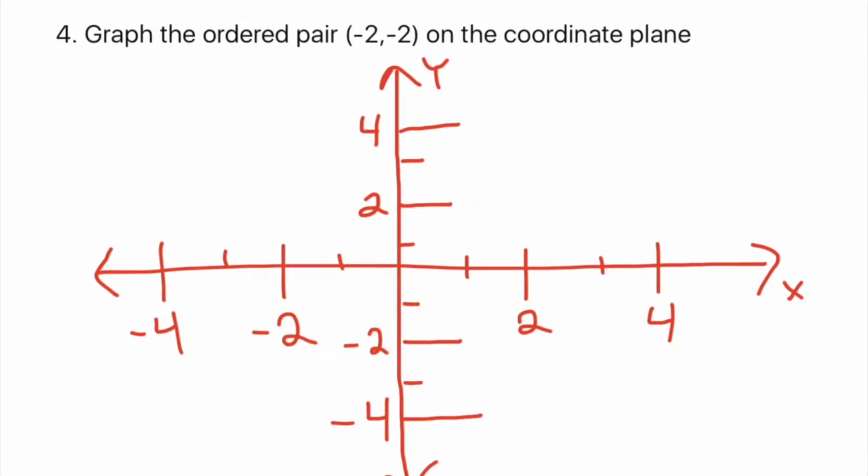Number 4, graph the ordered pair negative 2, negative 2 on the coordinate plane. So remember, this is our x value, and this is our y. So that means I need to go back 2 on the x and down 2 on the y. So if I go back 2 and then down 2, I should end up right here, a negative 2, negative 2. So that's my spot.